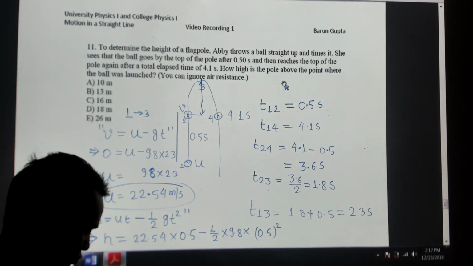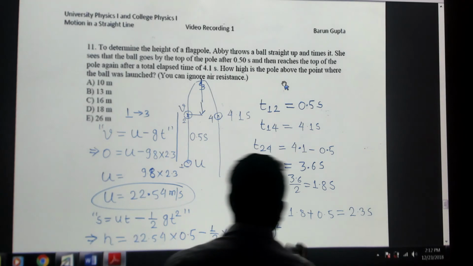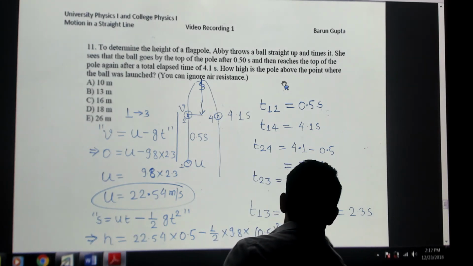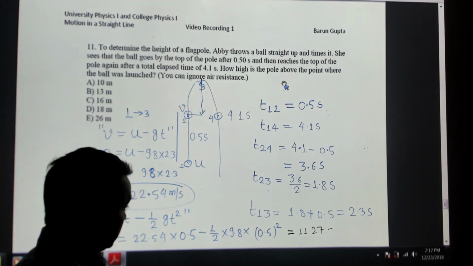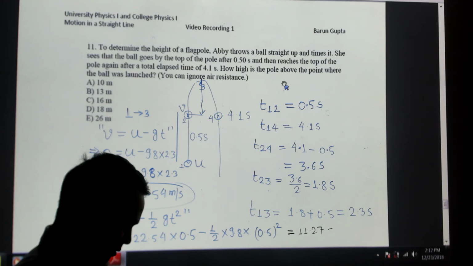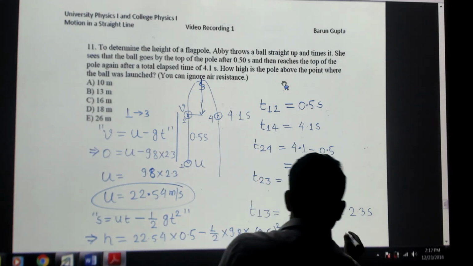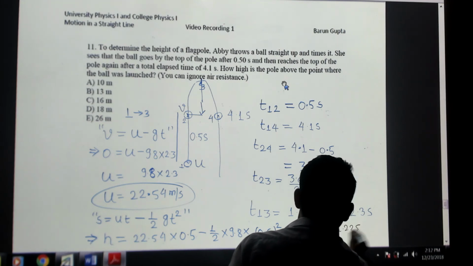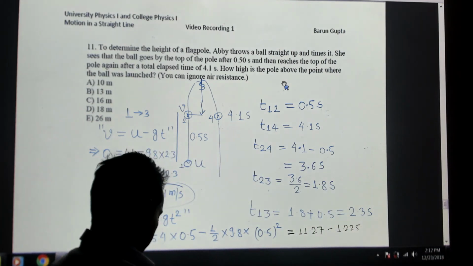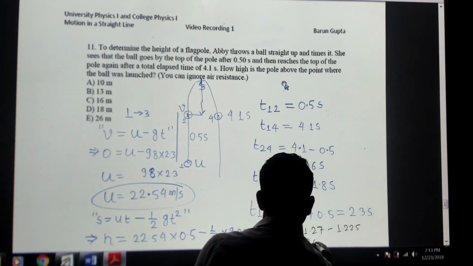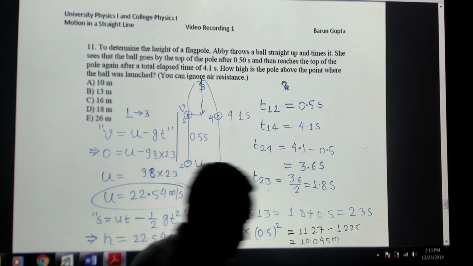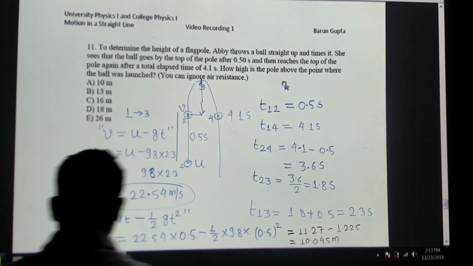22.54 times 0.5 is 11.27, minus 0.5 squared times 9.8 divided by 2, which is 1.225. This gives 10.045, so it is 10.045 meters. The closest answer to this is 10 meters.